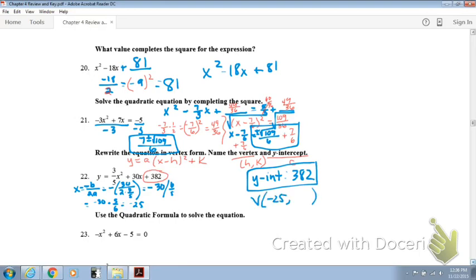We just need the y. So we've got to solve for y in our equation. We're going to put negative 25 back in the equation, plus 30 times negative 25 plus 382, and we'll see what we get there. And we get 1,507. So this has a vertex of negative 25 and 1,507. So that's how I would do the vertex. And then we just want to put it in vertex form.